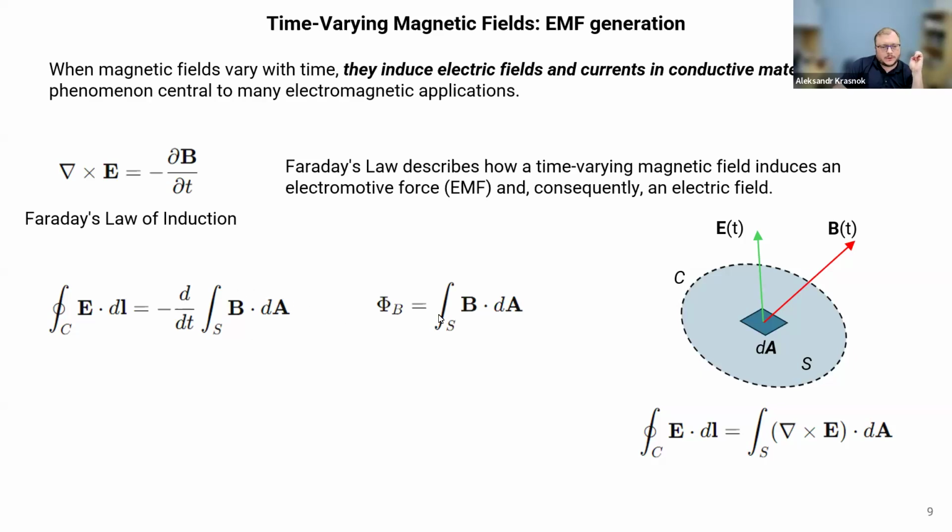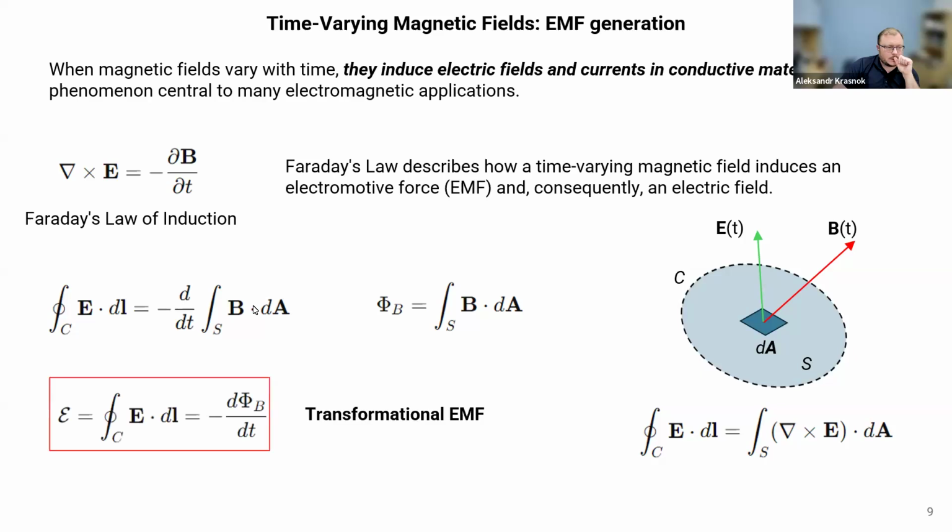In this equation, we can recognize the value of the total magnetic flux, right? This integral of the B vector over the surface area. So we substitute this formula here, and on the left-hand side, we then conclude that it is nothing but the electromotive force, right? So this is the equation for transformational electromotive force.